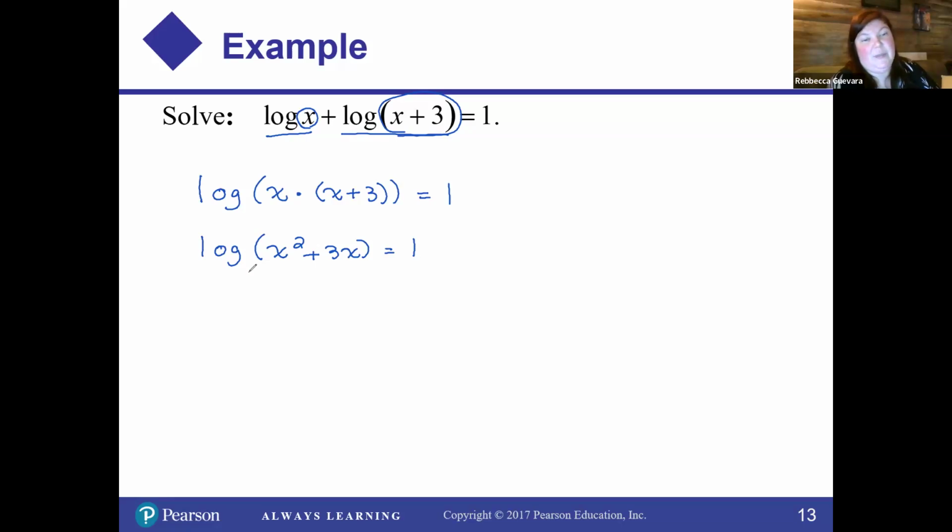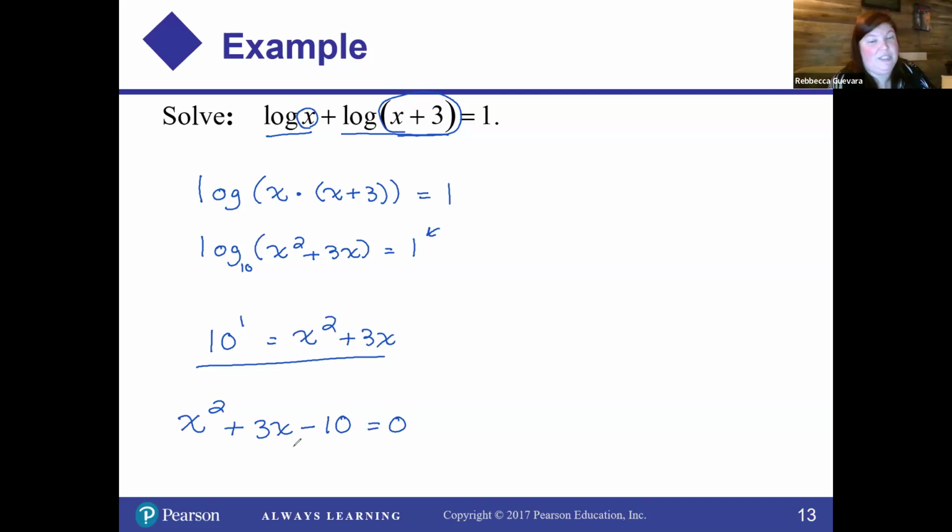So remember, this is a common log, so it's a base 10. So that means I have a base 10, and this out here is my power, so 10 to the power of 1 should equal x squared plus 3x. What you would notice is here we have a polynomial function. If I subtract 10 from both sides, 10 will be over here, so I have to rewrite it so it's set equal to 0.